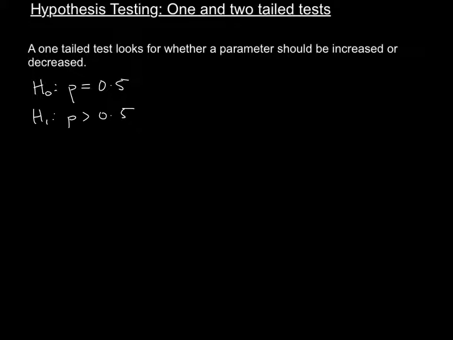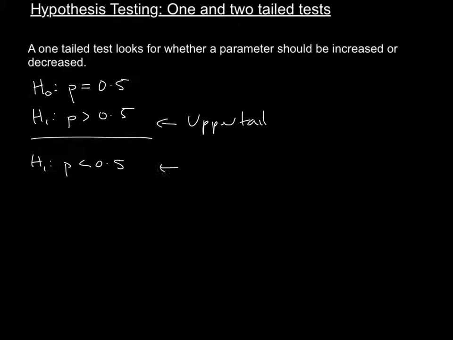Now, we don't know what the probability of getting tails is going to be, but what we can say is that it's greater than 0.5, so our original hypothesis, the null hypothesis that the coin is fair, is not correct. We can also have the alternative hypothesis as a decrease, so this would be a lower tail test because it's less than our null hypothesis. So this is an upper tail test, the original problem, and this is a lower tail test.